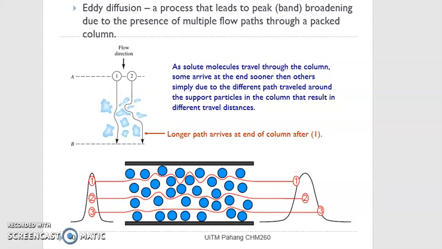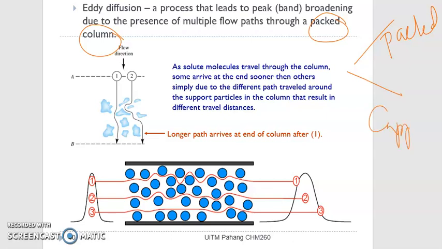What is eddy diffusion? It is a process that leads to peak band broadening due to the presence of multiple flow paths through a packed column. Okay, so this happens when we have a packed column. Okay, so in chromatography kita ada dua. We have packed and also capillary.